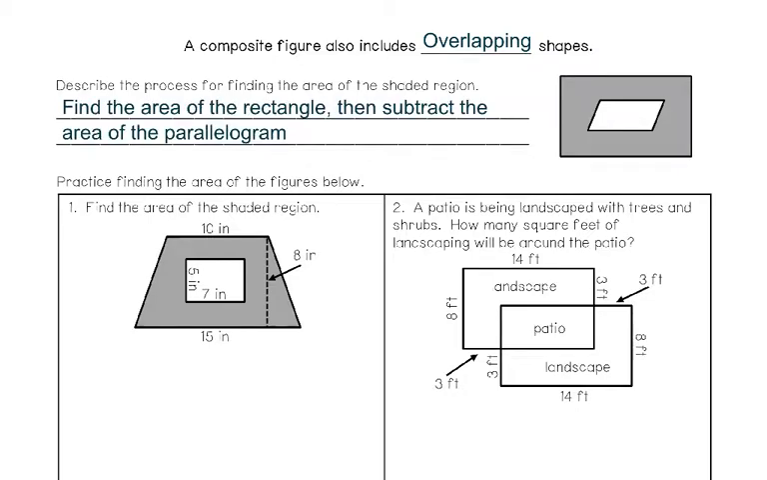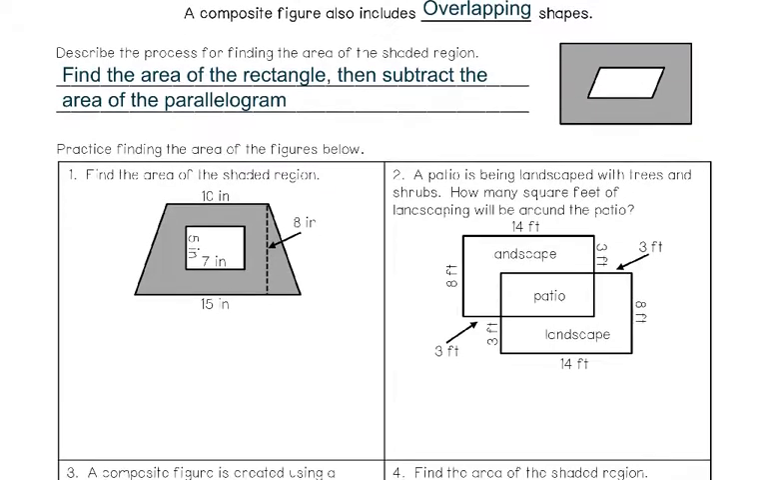This is whenever you would want to use subtraction instead of addition. If I was given the information that I needed to find the area of the rectangle, I would find the area of the rectangle, then I would find the area of the parallelogram. Then I would subtract. Their difference will give me just the area of the shaded region. So let's look at this example below.